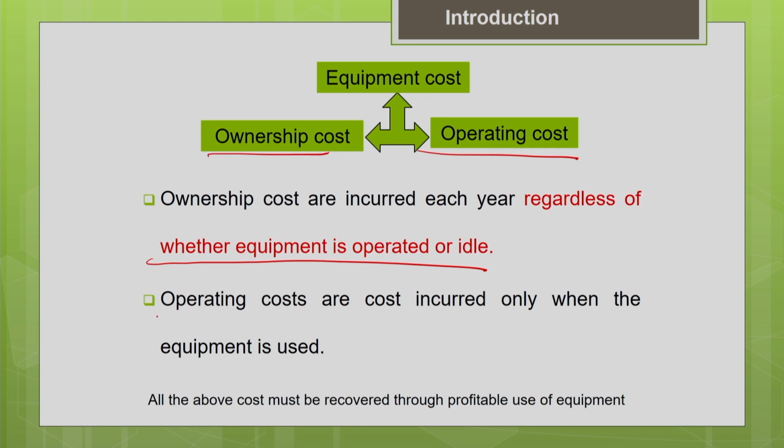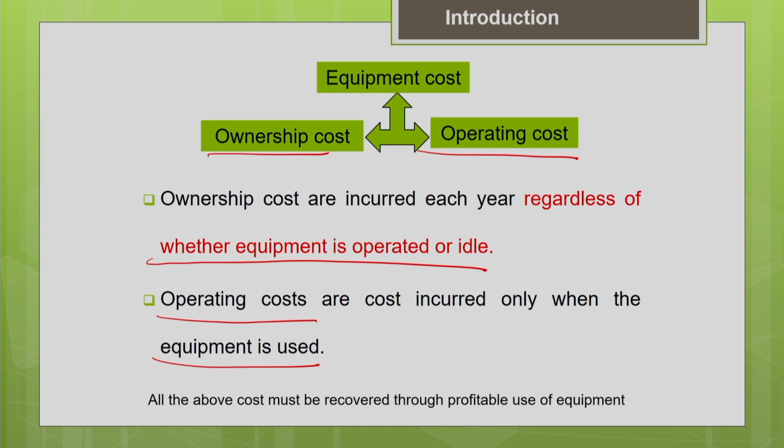And the other part is your operating cost. These are the costs incurred only when the equipment is used. That means the more you use the equipment, the more the operating cost will be, and the fuel consumption will be more. It also depends upon your project conditions. We will be discussing in depth the various components of the ownership cost and the operating cost in the upcoming slides.